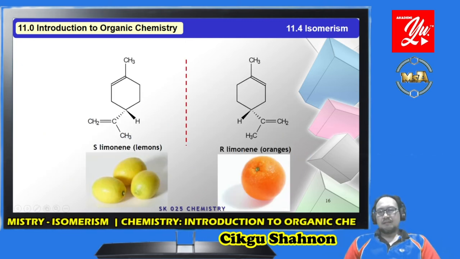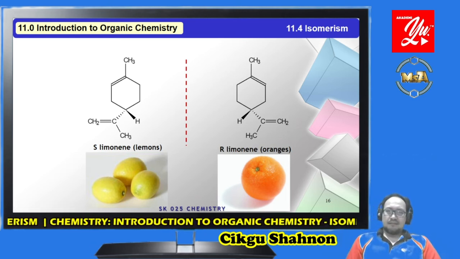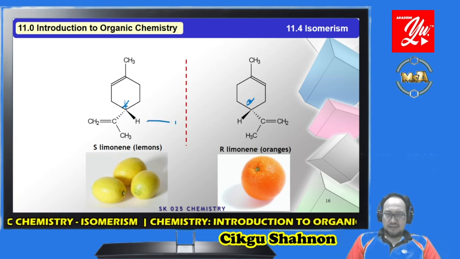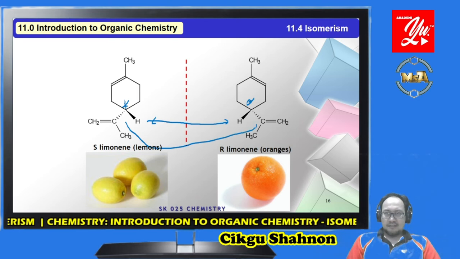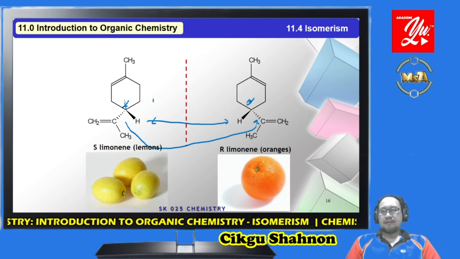This is the difference between lemons and oranges. As we can see, the difference is here, the chirality center. I just draw the asterisk. Two lines here, and now this is wedge and this is dash. The wedge is a mirror image of each other, and also the dotted line here is a mirror image of each other. So it becomes lemon and becomes orange.